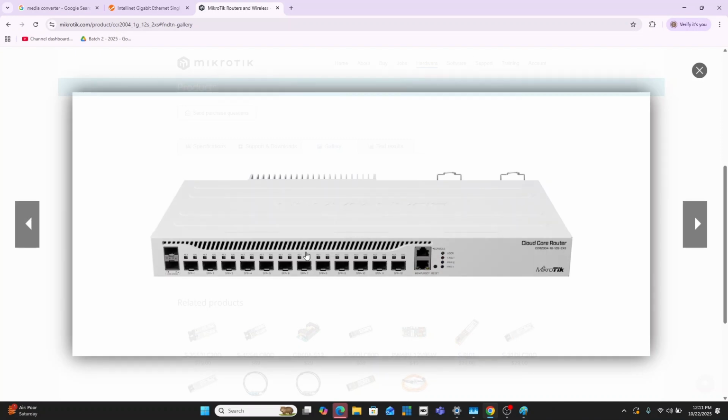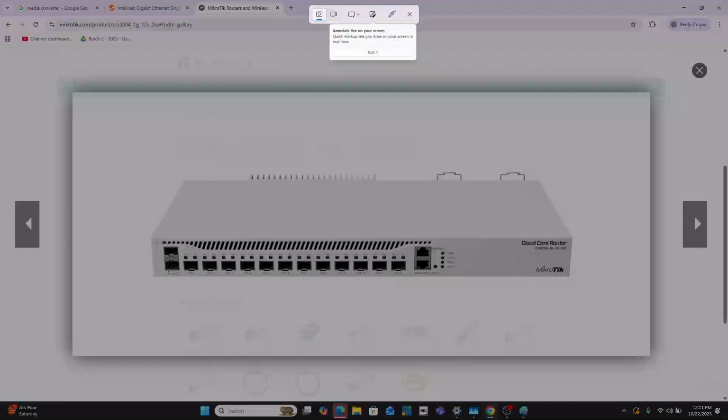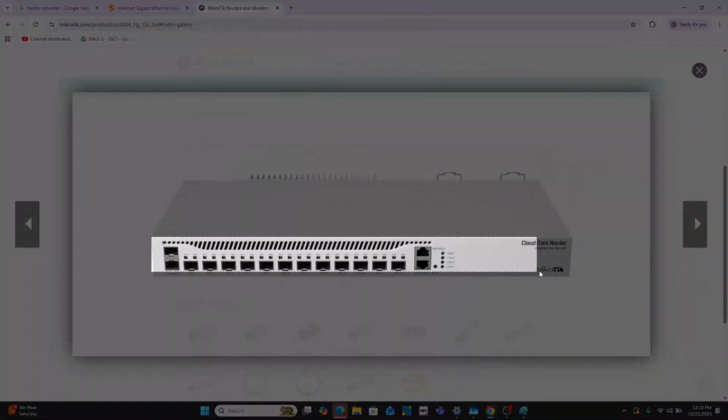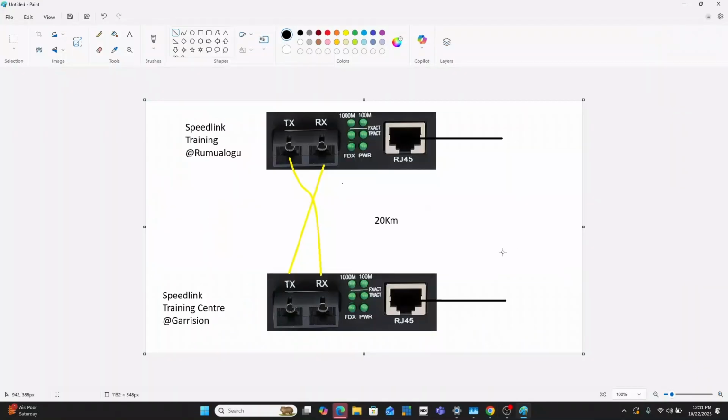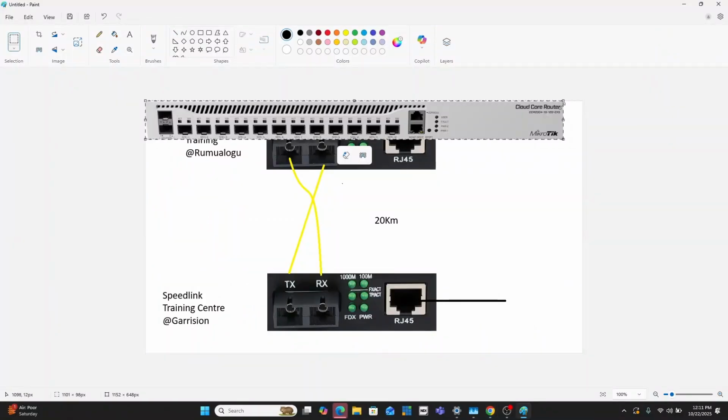Okay, so I've gotten what I need. Let me take it. I just need a picture of this. Yeah, so I can come back to my topology.